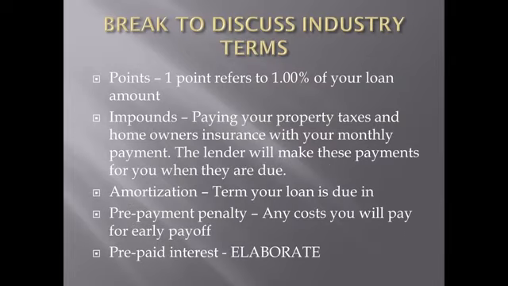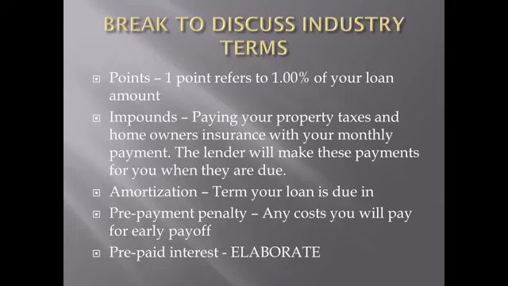Okay, we're going to take a quick little break to discuss some industry terms, you guys. Some of this stuff many of you already know, and a few of them I'm hoping that they'll be new for you. So points, always just going to refer to 1% of your loan amount, okay? Impounds means paying your property taxes and homeowner's insurance with your monthly payment each month. Now, the lender's going to make these payments for you whenever they're due.